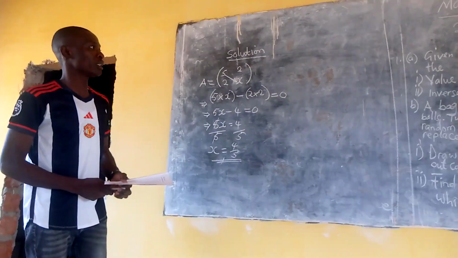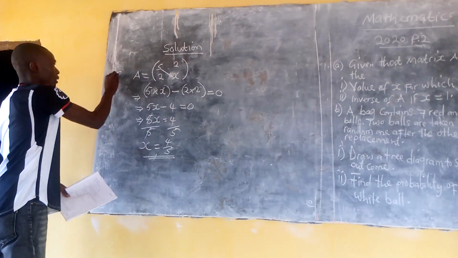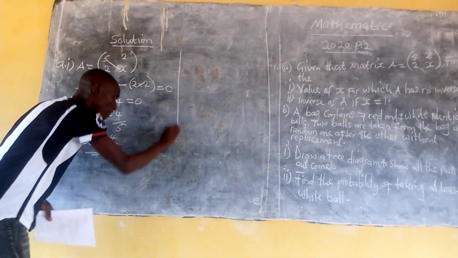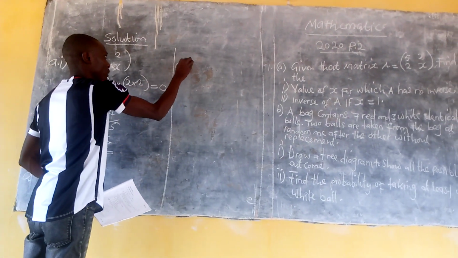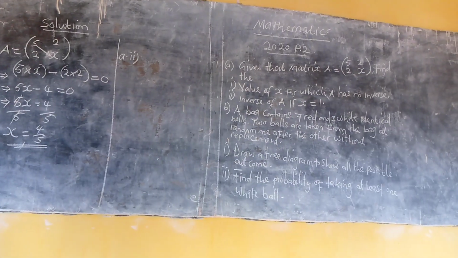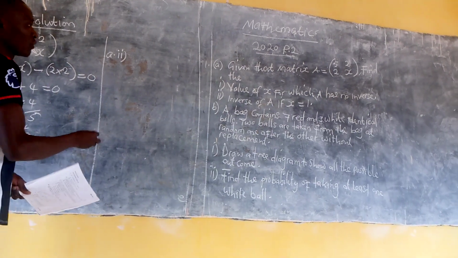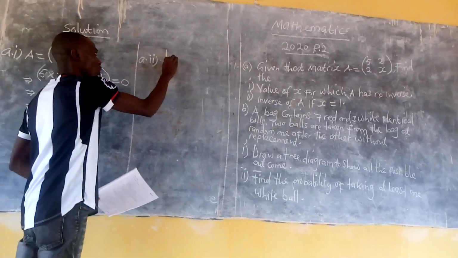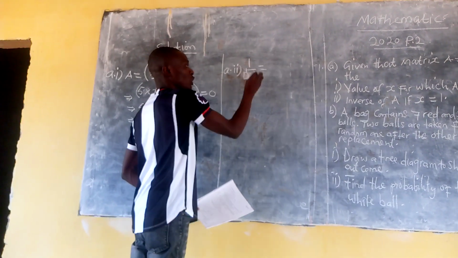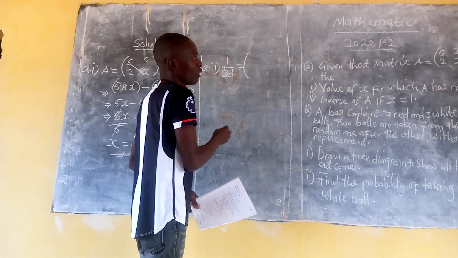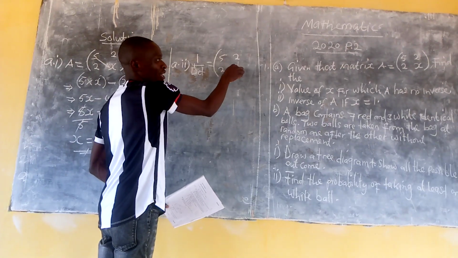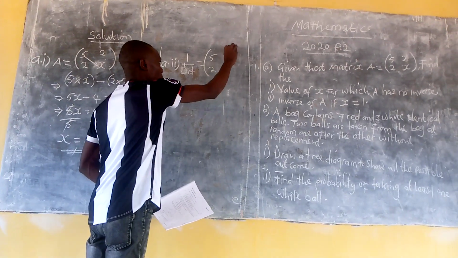Okay, so let's look at the other part. This is Roman numeral 1, and now let's look at Roman numeral 2. Roman numeral 2 is saying, find the inverse of A if X is equal to 1. The inverse is found by 1 over the determinant, multiplied by the matrix, which is 5, 2, 2, and the X here is said to be 1, like that.